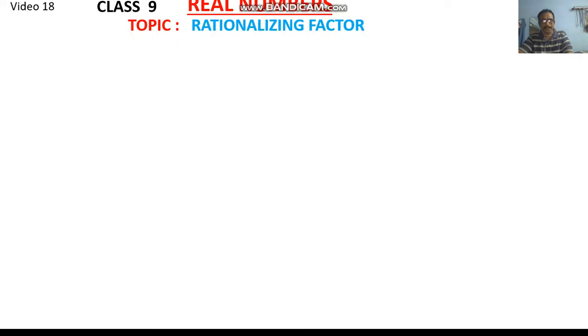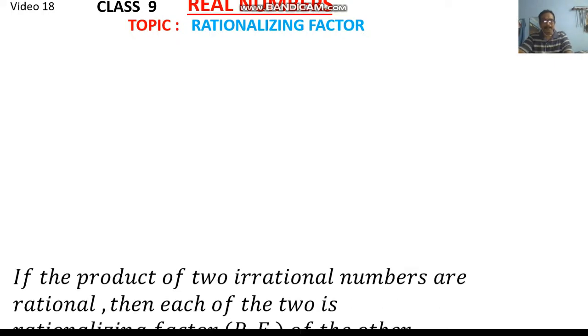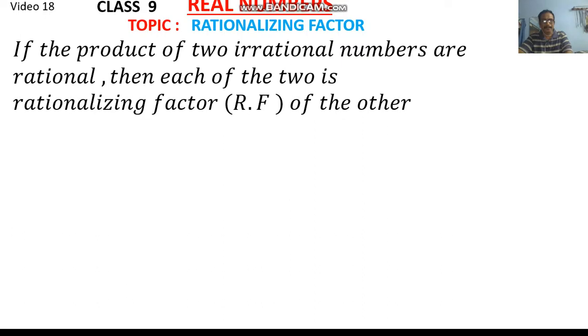What is this topic? Rationalizing factor. Rationalizing factor means that if the product of two irrational numbers is rational, then each of the two is a rationalizing factor of the other. That means the process of rationalizing an irrational number is said to be rationalizing. So, take for example, find the RF of square root 2.